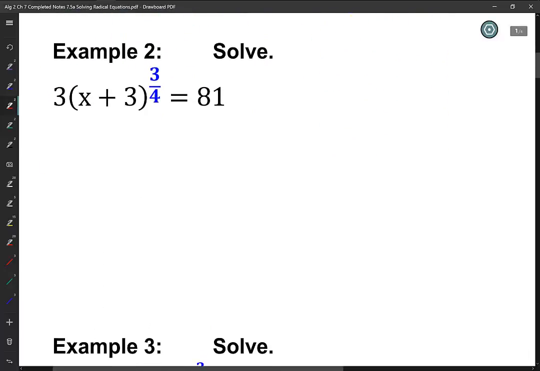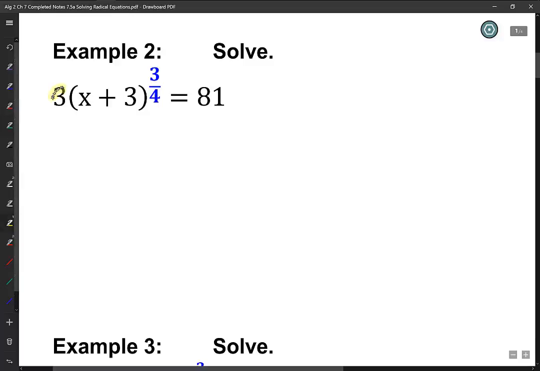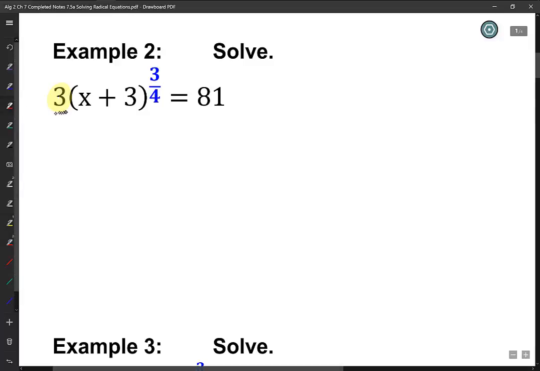Our next problem is similar. We have a fractional exponent, but in this case, we have a number out front. This 3 out front is something that we're going to have to deal with because before we can raise both sides to the 4/3, it's best if we isolate what's being raised to the 3/4. So we're going to start by dividing both sides by 3 and work it out that way. That's going to give us, very simply, x plus 3 to the 3/4.